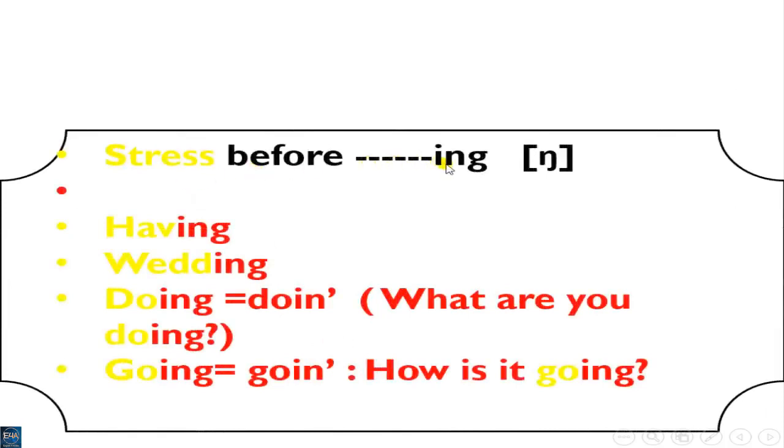Stress before the ing sound, like having, wedding, doing. We stress the first part of the word, before ing. The ing is not stressed. We say: What are you doing? Going. How's it going? We make the N with the G together. Repeat after me: having, wedding, doing, going.